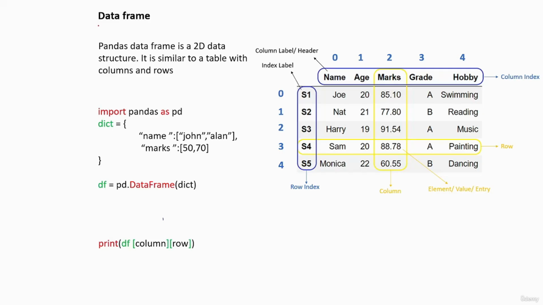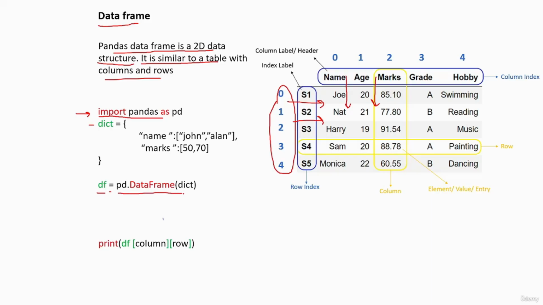Now let us talk about Pandas data frames. Pandas data frame is a 2D data structure. It is similar to a table with rows and columns. You can see these are the columns and these are the rows. Each row has an index. We have to import Pandas in the beginning of the code. Then I have created a dictionary instead of a list. Then I have specified name of the data frame. Then assignment operator. Then pd.data frame within the parentheses. I have to pass a dictionary.